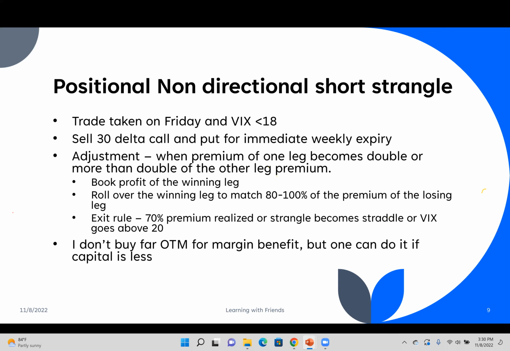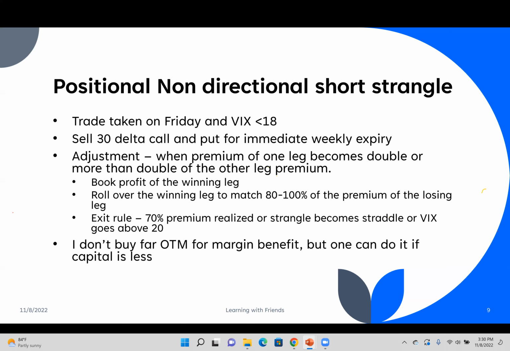Now assume that the market starts falling. Market was going up, market starts falling. Now what will happen is your call premium will start going down and put premium will start going up. So your put was at 50. Now 50 will become 55, 60, 65. Call will start moving from 56 to 52, 48.